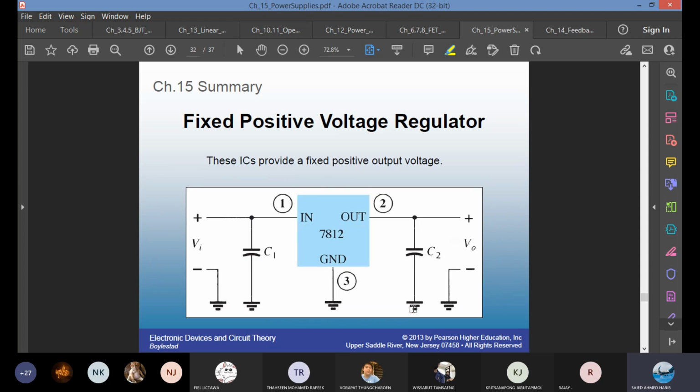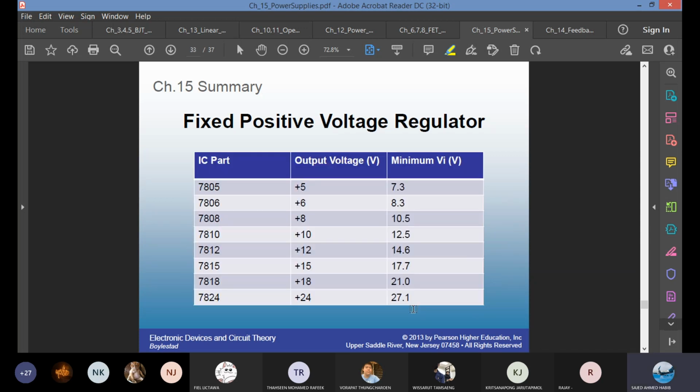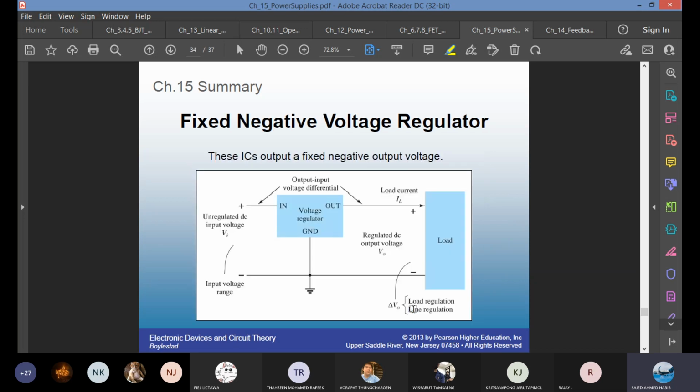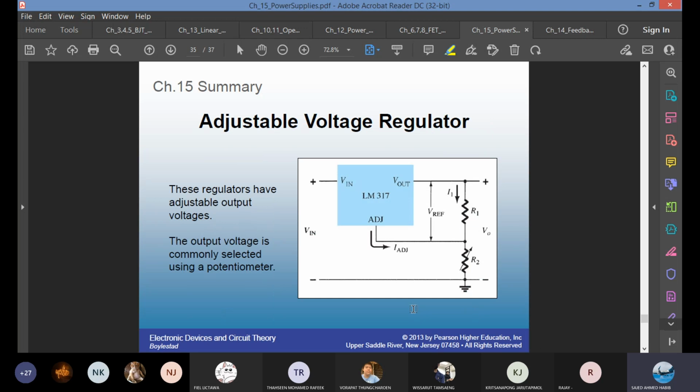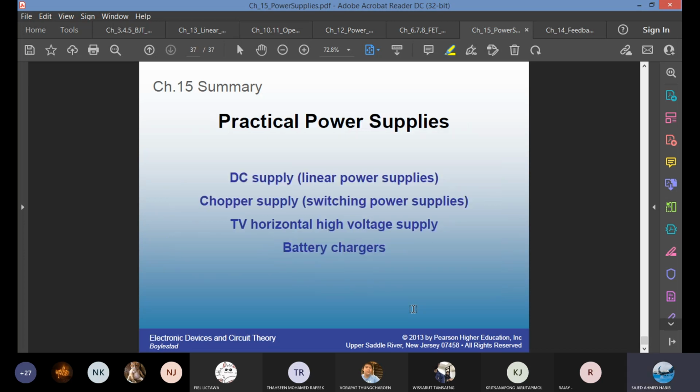We have an IC voltage regulator. Depending on the series, this is 7812, so it will give you 12 volt output. But in order to operate, each IC needs at least a minimum operating voltage. We can create adjustable voltage regulator using another IC named LM317. So there's nothing else from the power supply.